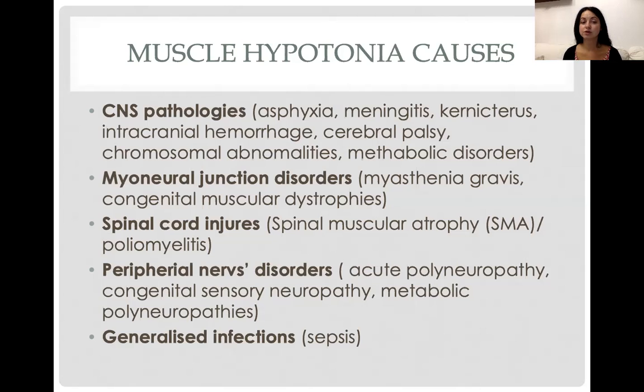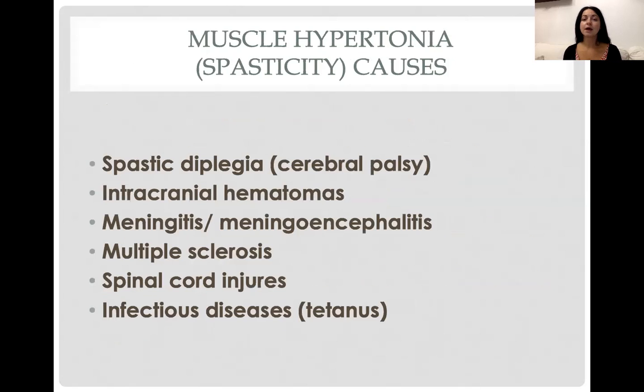Spinal cord injuries as well as peripheral nerve disorders may typically cause hypotonus of muscles, as well as generalized infection, especially sepsis in newborns. It's very typical to have muscle hypotonus in newborns who have sepsis. That's why muscle hypotonus may be one of the non-specific early signs of sepsis in newborn babies.